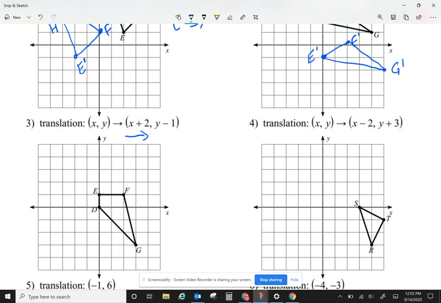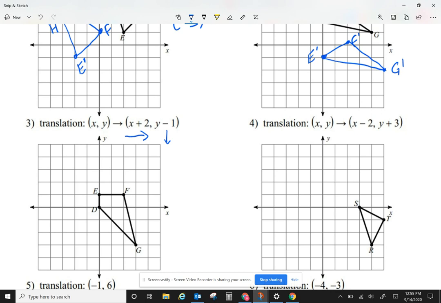For the y value, if you look at the y-axis, it goes up and down. So the y value is going to tell you whether you move up or down. In this case, down, because it's minus. So x plus 2 means 2 to the right. Y minus 1 means 1 down. So do the same thing for each of your points.